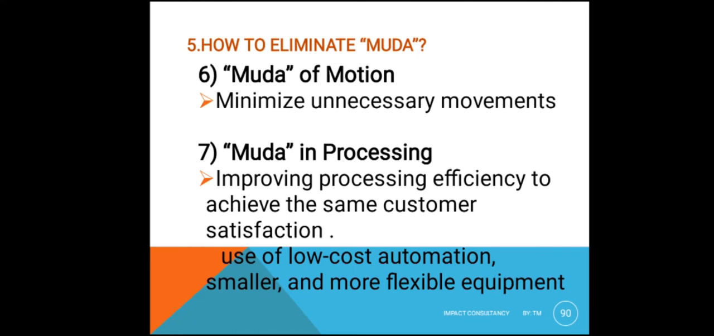The sixth part is how to eliminate Muda of motion: minimize unnecessary movements. Keep equipment and machines accordingly, then you will not make unnecessary movement. The seventh is Muda in processing: improve processing efficiency to achieve the same customer satisfaction, using low-cost automation, smaller and more flexible equipment. So you will not do Muda in processing.